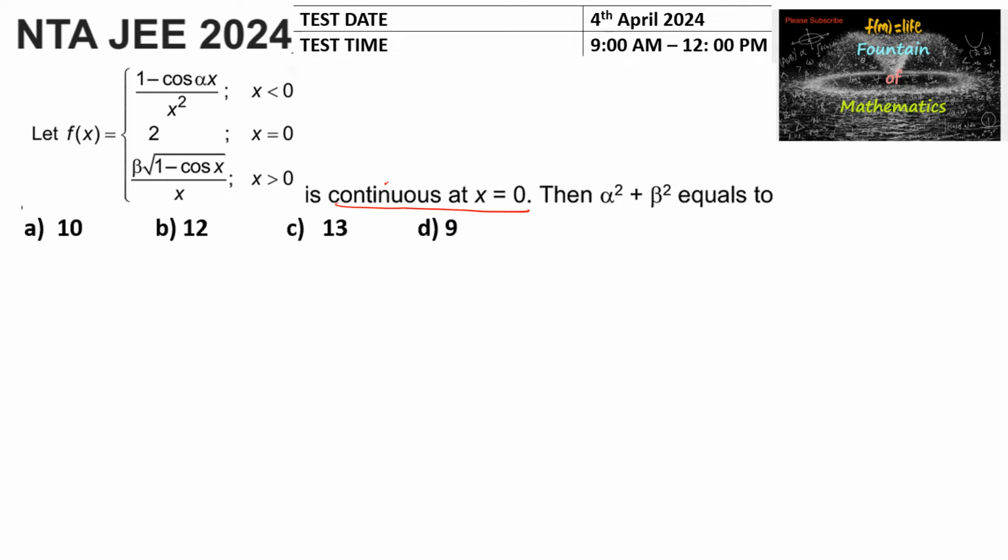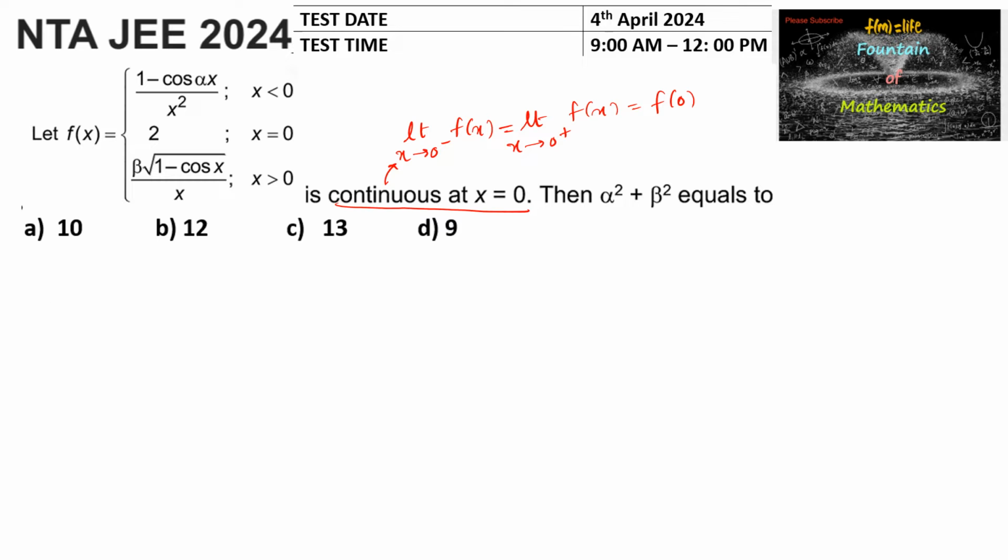If the function is continuous, we can say that the left hand limit, that is limit x tends to 0 minus f of x, is equal to limit x tends to 0 plus f of x, and both are equal to the functional value f of 0. Then we need to find the value of alpha square plus beta square.